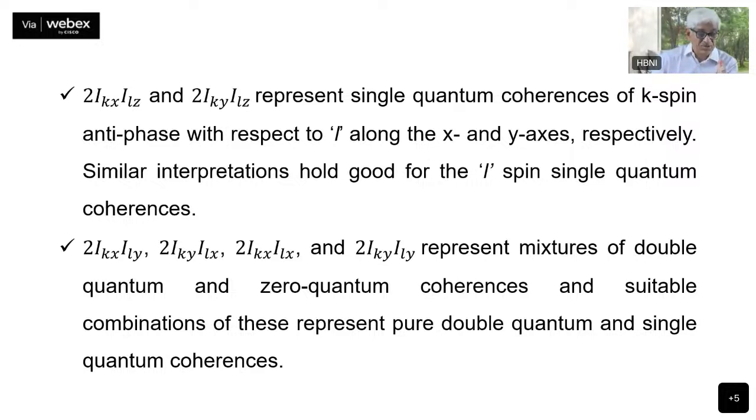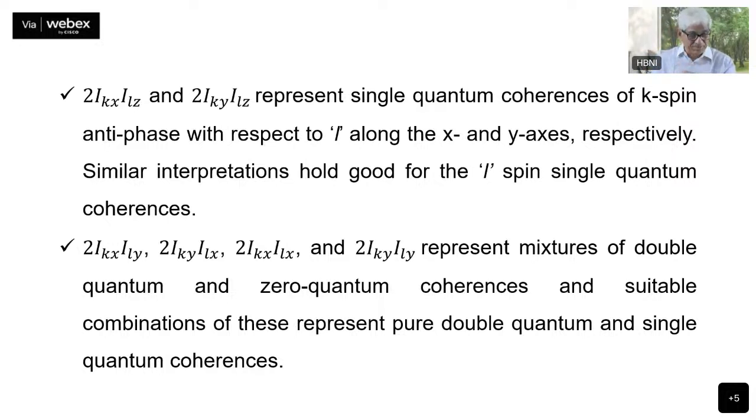That means, if I say 2 ILX IKZ or 2 ILY IKZ, I do the same operations as before. I only showed for some of those. IKX ILZ I showed, IKY ILZ I showed. But I can do ILY IKZ, turn the spins around, and ILX IKZ, I can do that also. So accordingly, one can write similar representations in the density matrix, and you have the transitions represented there, antiphase magnetizations of the individual spins.